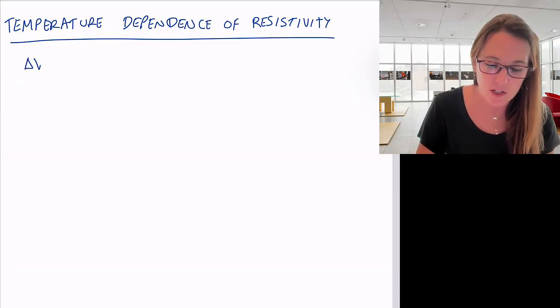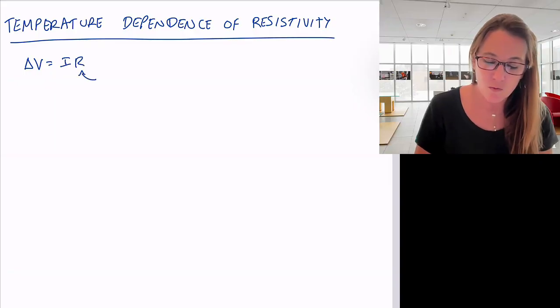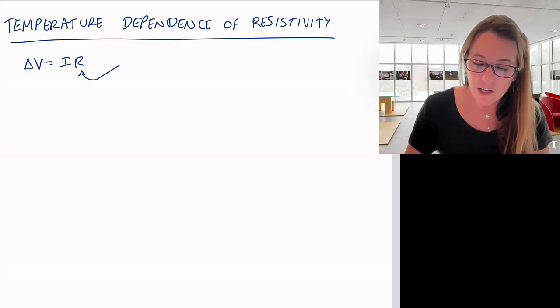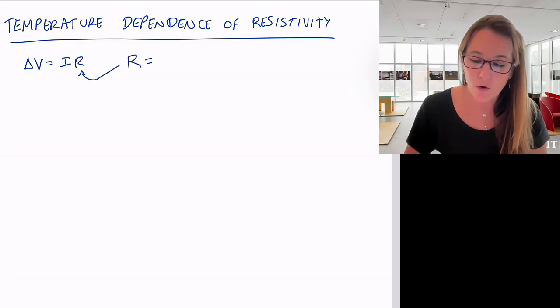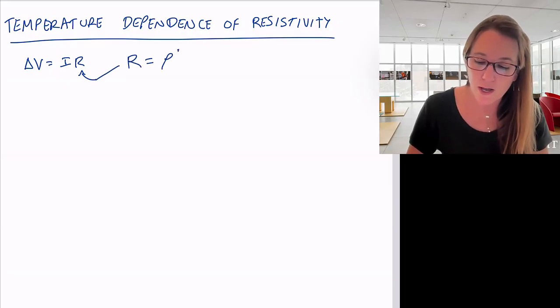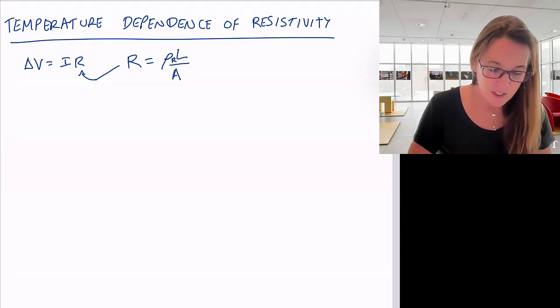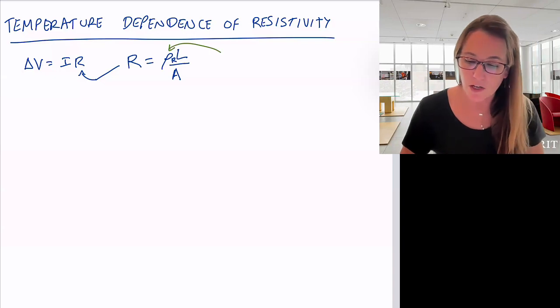So we have this equation that delta V equals IR, and this R was a resistance that depended in part on the properties of the material. So R was equal to rho L over A, and I'll call this rho sub R, where the rho sub R is the resistivity of the material.